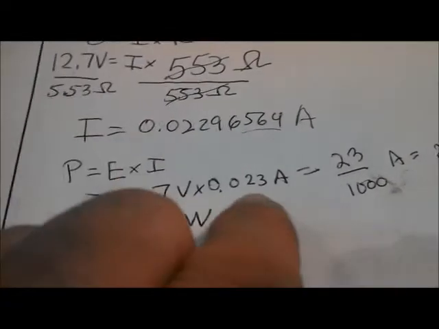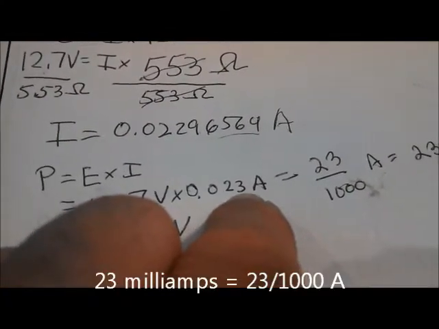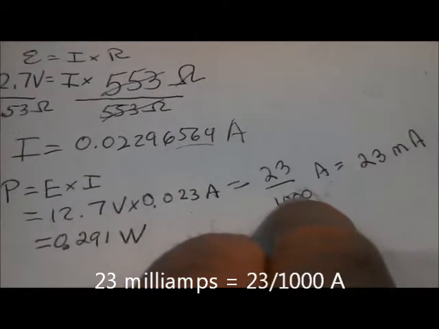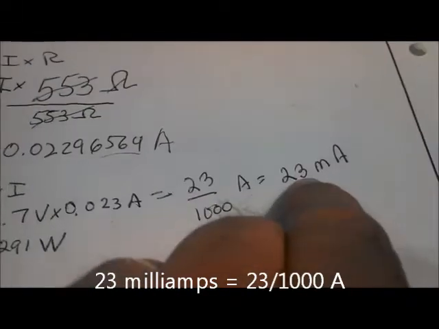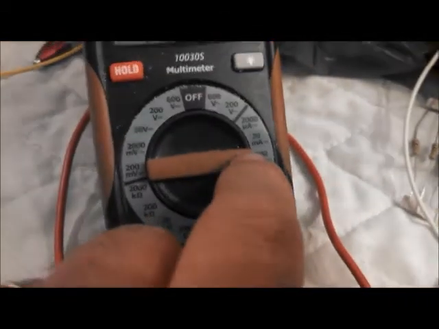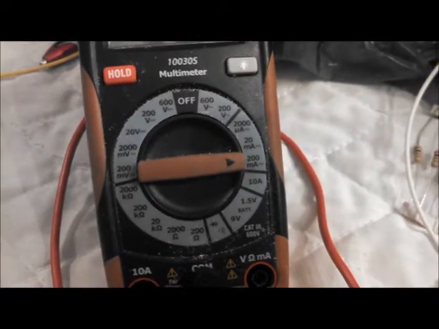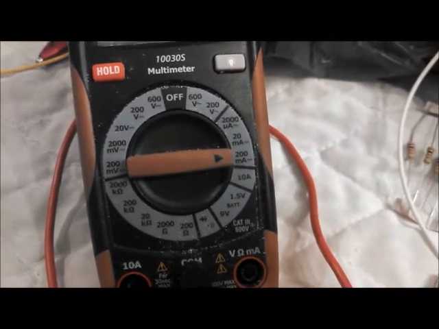We have 0.023 amps, which is equal to 23 thousandths of an amp, or 23 milliamps, which is what requires me to set it above the 20 milliamp reading. I'm now going to hook up the entire circuit with the 2 meters.